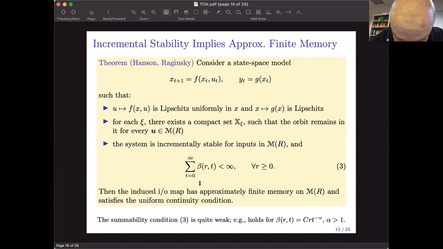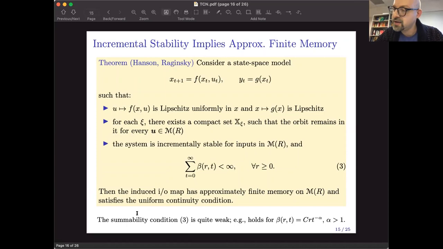So here, what I'm doing is I fix the difference between initial conditions, and I start computing the propagation of errors due to initial condition. These errors do not accumulate without bound. And if that's the case, then the system will have approximately finite memory and satisfy the uniform continuity condition that is required by the universal approximation theorem.